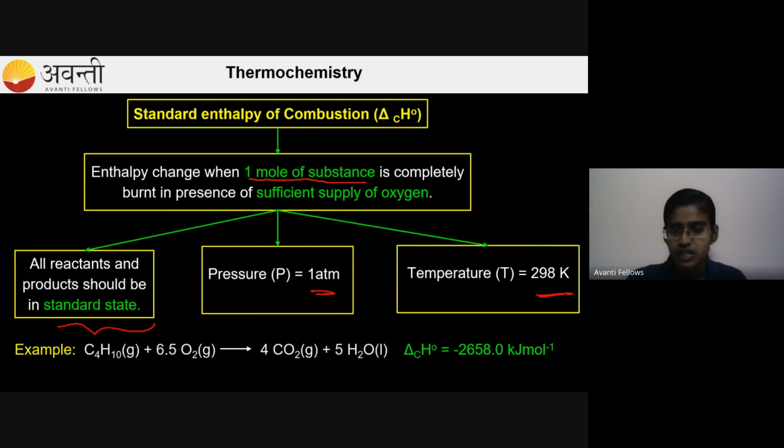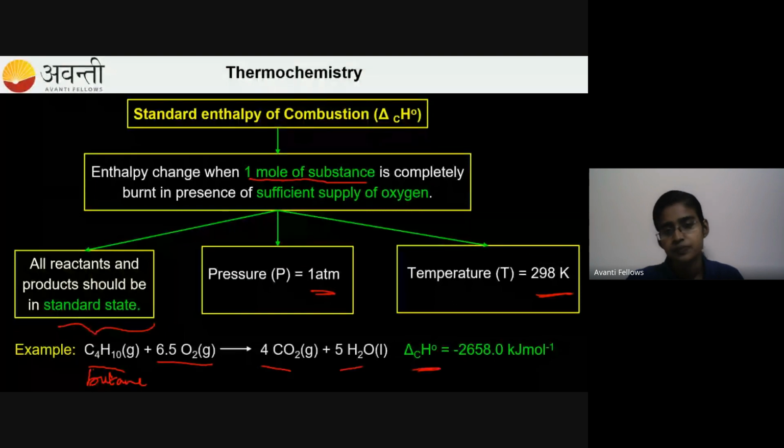If you are doing the reaction at this condition, then we can write the delta HC naught for that reaction. Now you see here C4H10, this is called butane. So butane requires 6.5 moles of oxygen and it is giving 4 moles of carbon dioxide and 5 moles of water. And delta HC naught for the reaction is minus 2658 kilojoule per mole. The negative value denotes that the reaction is exothermic in nature. Delta HC naught is exothermic.